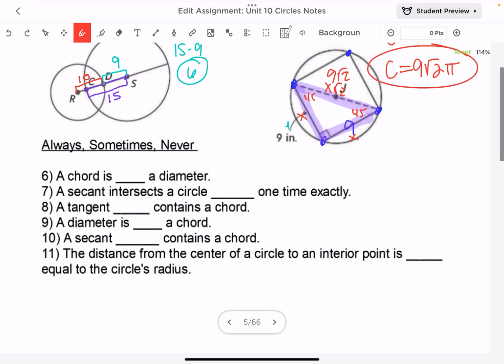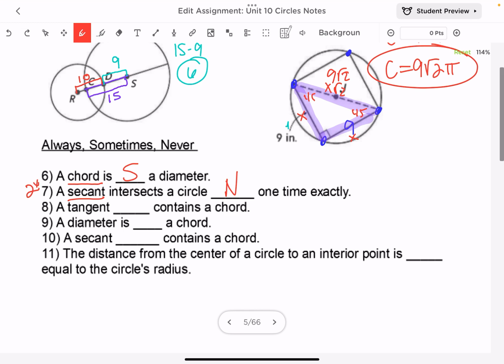All right, let's talk about these always, sometimes, and never questions. So it says a chord is blank a diameter. Remember, a chord is when we have two endpoints on the circle, so that could sometimes be a diameter. Number 7, a secant. Remember, that's a line that goes through your circle 2 times. So a secant intersects a circle blank 1 time exactly.